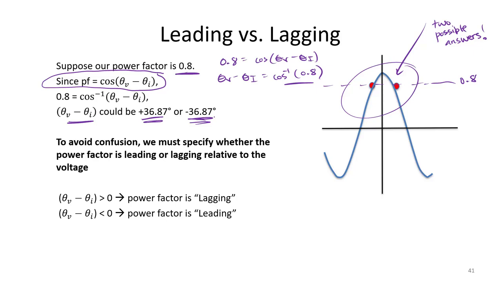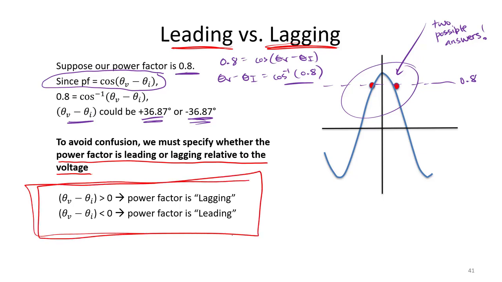We need to make sure it's very clear which one is the correct answer. To do this, we specify these terms leading and lagging. And we always specify whether our power factor is leading or lagging relative to the voltage. So make sure you remember these terms. If theta v minus theta i is greater than 0, we say that our power factor is lagging. If theta v minus theta i is less than 0, we say that our power factor is leading. This allows us to determine which of those two possible results is our actual power factor. And from there, we can determine the values of theta v and theta i.